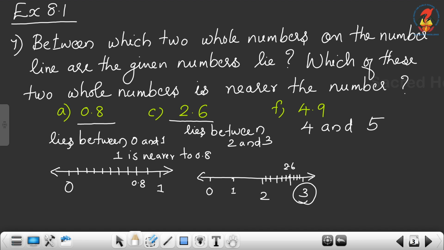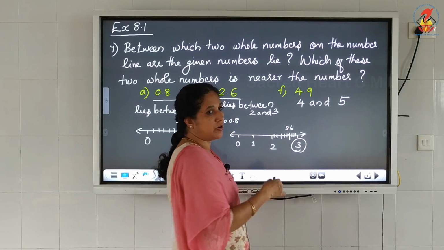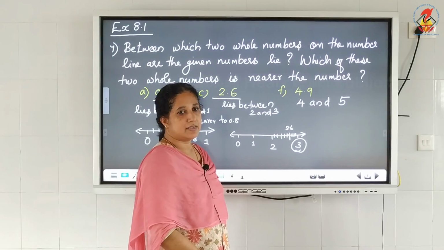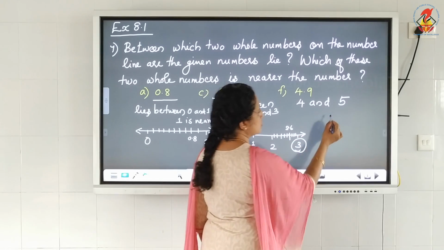So we can say that 4.9 lies between 4 and 5. And 4.9 is more close to which whole number? We can say that it is more close to 5.